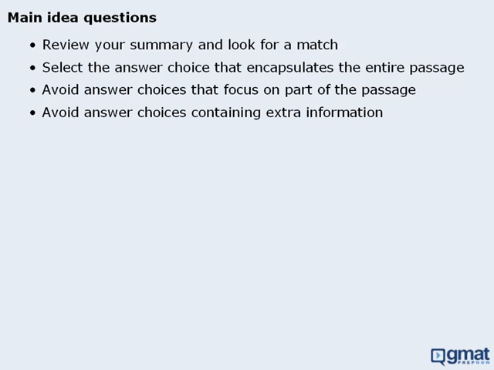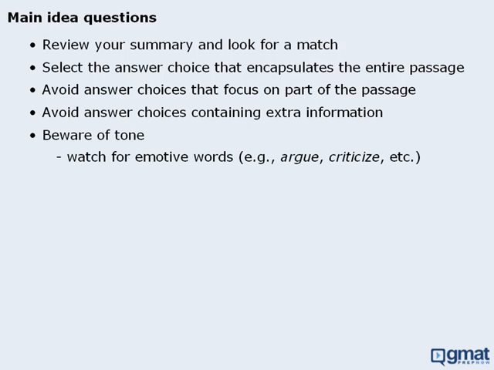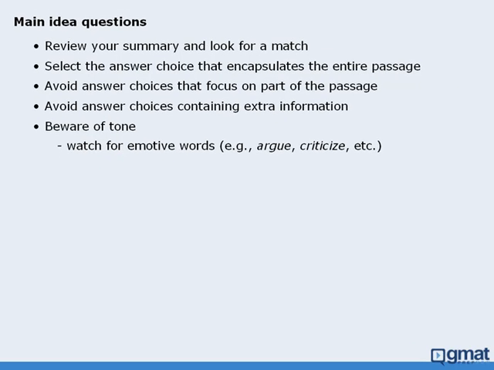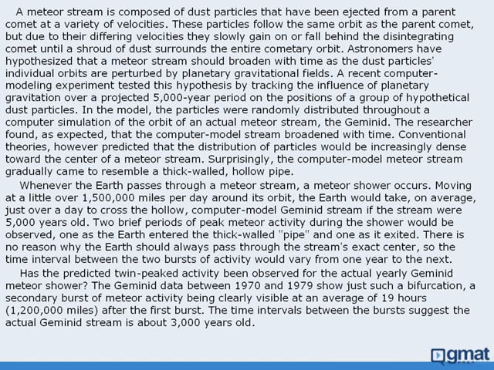Now, the last tip associated with main idea questions is to watch out for tone. In some instances, we can immediately eliminate an answer choice if the tone is not right. For example, if the passage is entirely neutral and an answer choice suggests that the main idea is to argue something or criticize something, then that answer choice is probably not correct. Now, since main idea questions are so popular on the GMAT, let's practice with a passage. You may want to pause this video and find the main idea before continuing.